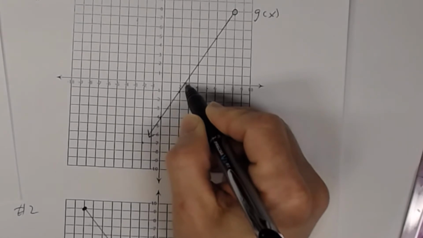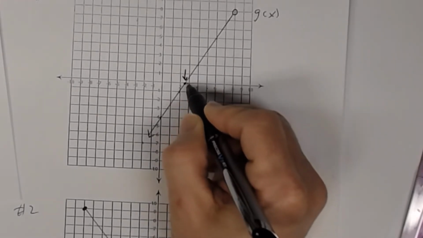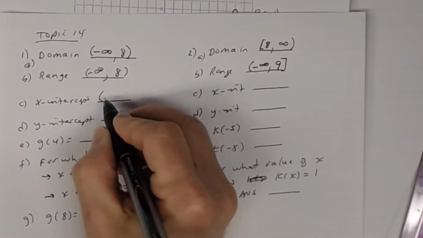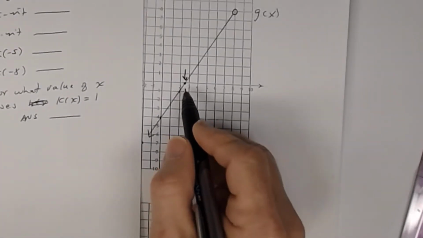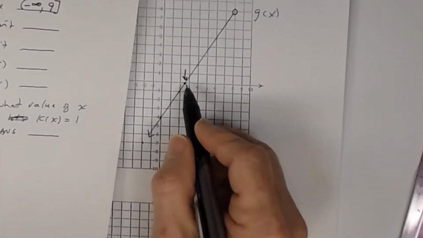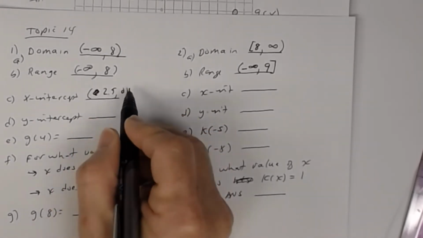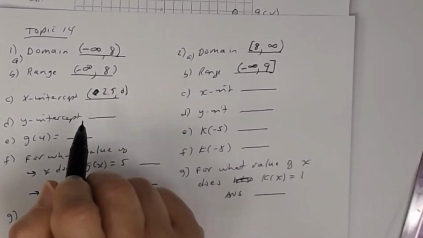See, this is where the graph crosses the x-axis right here. So let's just estimate this. To the nearest tenth, it looks like the graph crosses the x-axis at 2.5. Remember, you have to write an ordered pair, right? So x is 2.5. Your y value is 0. So 2.5 comma 0.